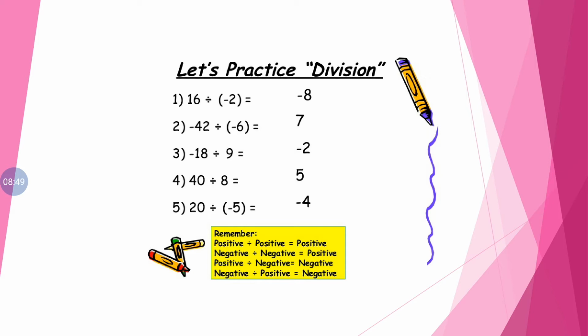40 divided by 8. If two integers have the same sign, the quotient is positive. So 8 5s are 40. We get a value that is plus. The quotient is plus, so same sign is positive. Now 20 divided by minus 5. If two integers have different signs, their quotient is negative. So 5 4s are 20. We get a negative value, so minus 4.